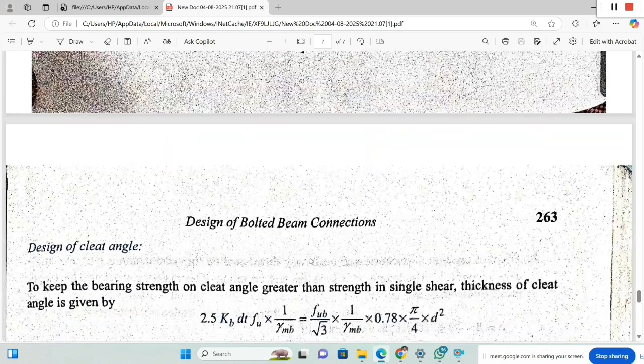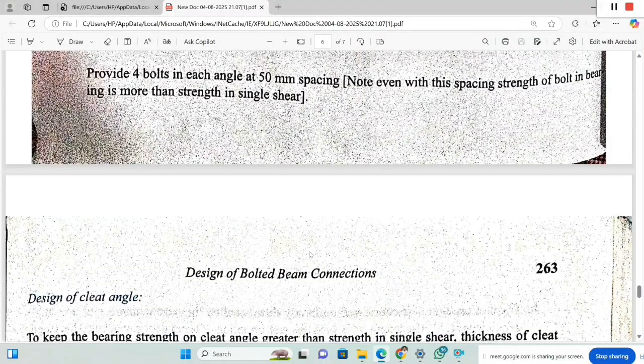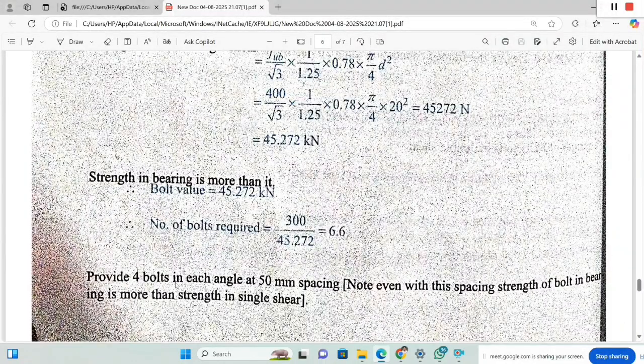So 8 means provide 4 bolts in each angle at 50 mm spacing. Provide in 2 rows, this one, 4 bolts in each angle. So one side 4 and the other side 4.